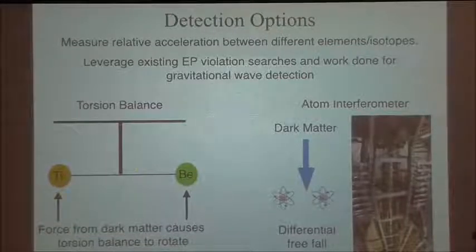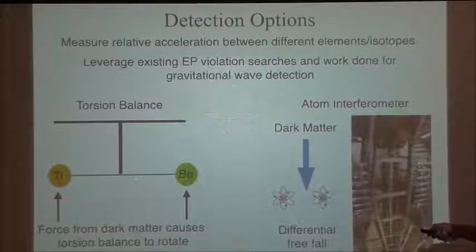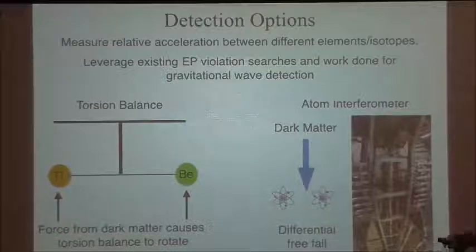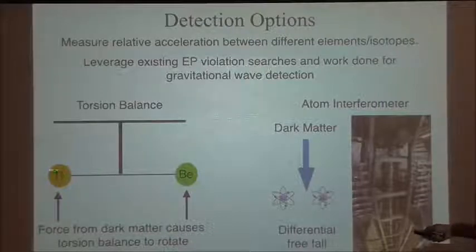Basically, their concept is that you take two isotopes or two different materials, titanium and beryllium, and here's what you do. If the dark matter is out there and it's exerting this time-dependent equivalence principle violating force, it will exert a different force on titanium and a different force on beryllium, sorry, a different acceleration of titanium and a different acceleration of beryllium, which will then cause this torsion balance to rotate slightly. And as the torsion balance rotates slightly, you can measure that angle with an optical interferometer. That's one way to find it.